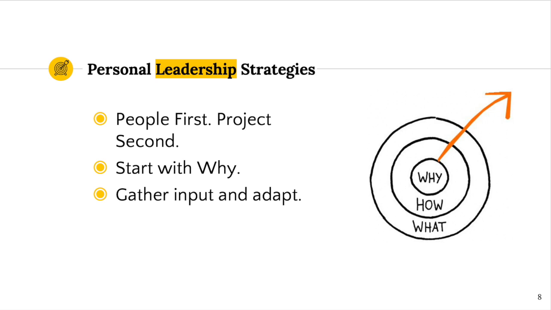So for me as a group leader, my personal leadership strategies are going to sound familiar. People first, projects second. We saw this in my interview with my dad. That's something that I learned a long time ago, and honestly, it comes from my beliefs as a Christian as well. I always want to start with the people first. And the reality is, if you demonstrate your care for them, it'll be a better experience for everyone.